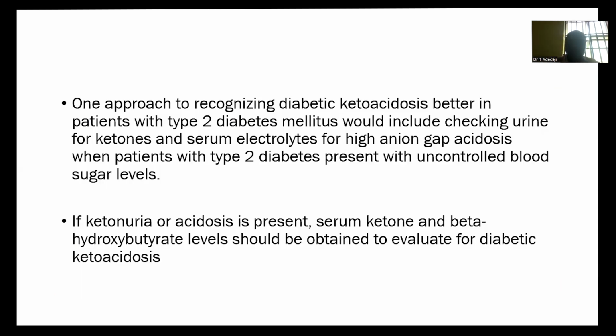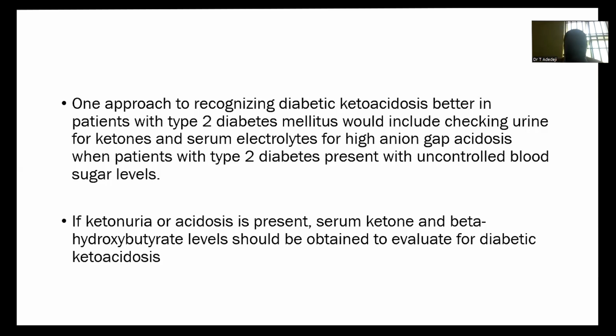So one approach to recognize diabetic ketoacidosis better in patients with type 2 diabetes mellitus would include checking urine for ketones and serum electrolytes for high anion gap acidosis when patients with type 2 diabetes mellitus present with uncontrolled blood glucose level.